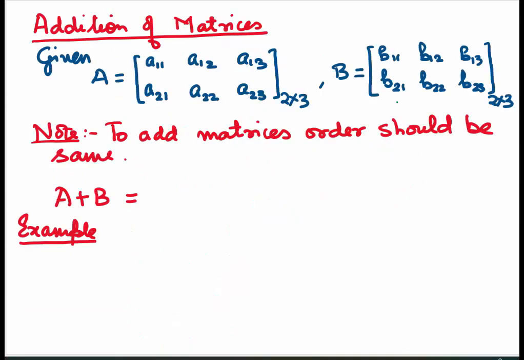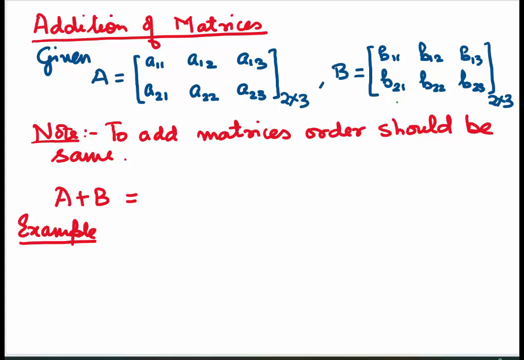Let's now come to addition of matrices. First of all, we can add any number of matrices provided they have the same order. Here, for example, I have taken two matrices A and B of the order 2 by 3. A has elements Aij, B has elements Bij. Now, if we are asked to find the sum of A and B, how do we do that? We find the sum by adding the corresponding elements. I keep using this word corresponding elements. What do we mean by that?